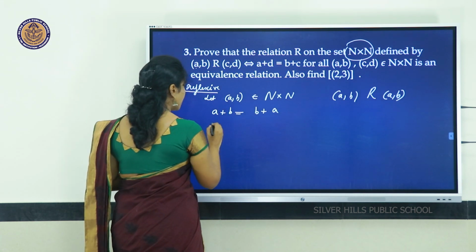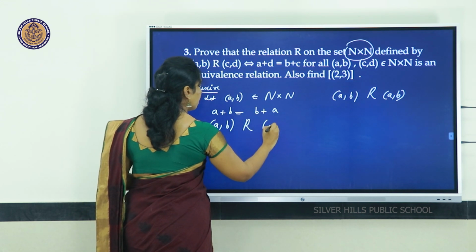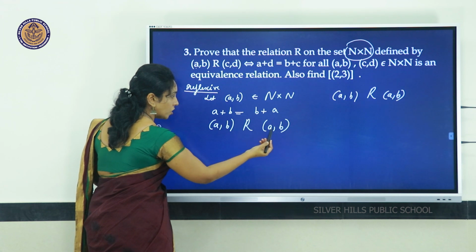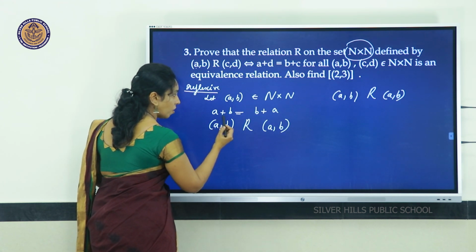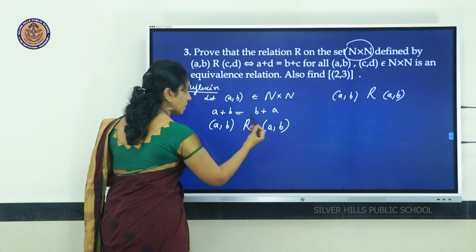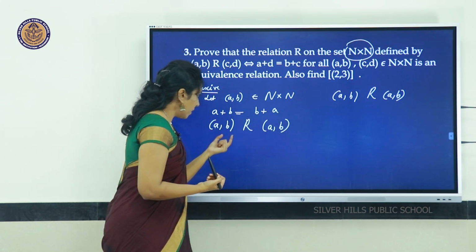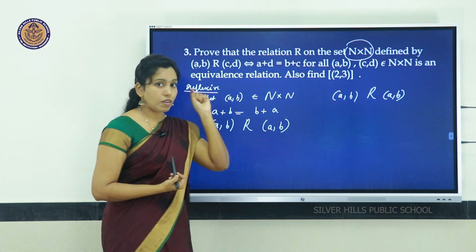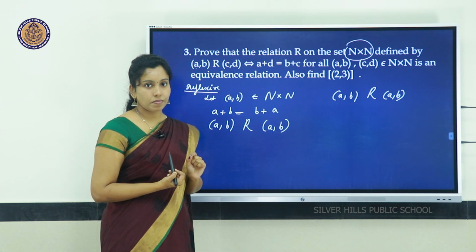From here I can say AB is related to AB. Yes or no, we will just check. If AB is related to AB, the first is A plus B. So, I got A plus B equal to B plus A. So, I can conclude AB is related to AB, or in other words the given relation is reflexive.